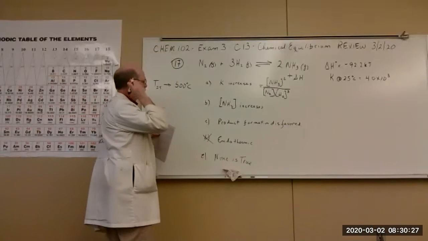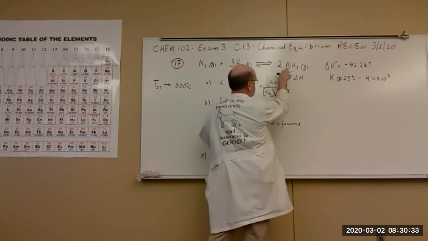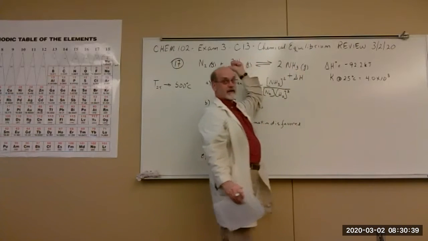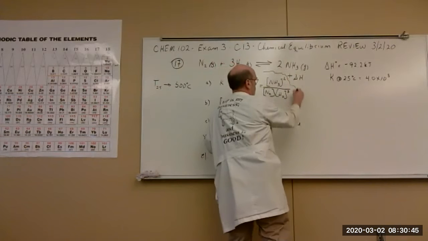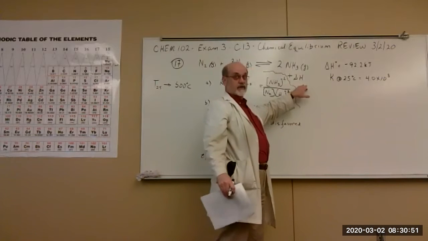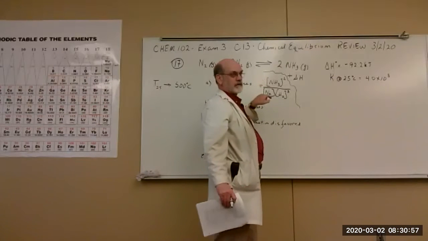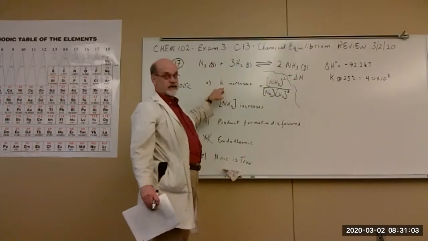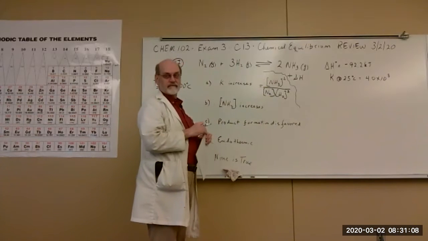So if we increase the temperature, what's going to happen to this? If we add heat, it's going to go that way, isn't it? Because this is a product. If heat's a product, and we increase it by increasing the temperature, we're going to drive the reaction back this way, which decreases this and increases that. Okay, so that means K will actually decrease. Puzzled looks.